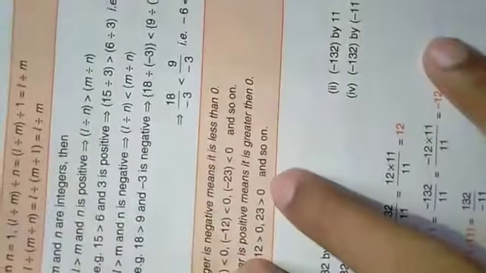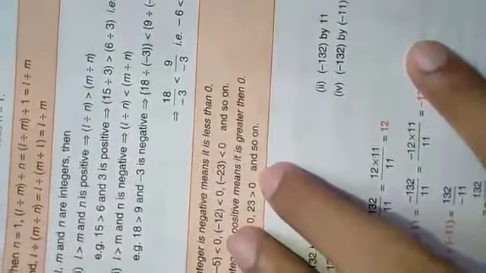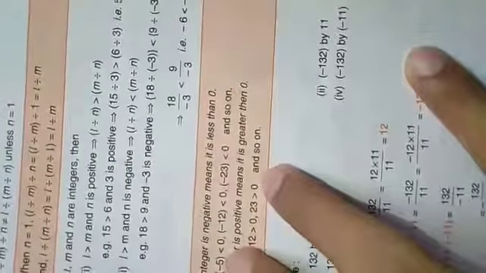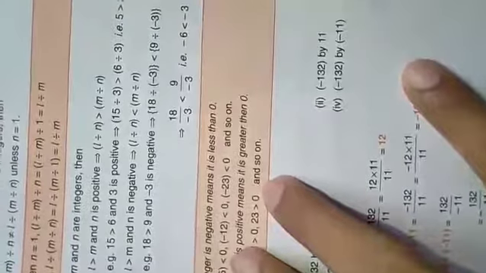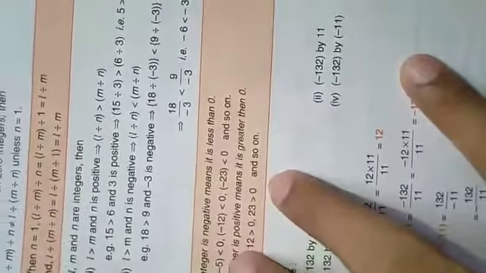So we know that any negative value is less than 0. If we plot 0 and minus 5 on the number line, then we can easily say that 0 is greater than minus 5, is not it? Okay, so now we will solve the examples.